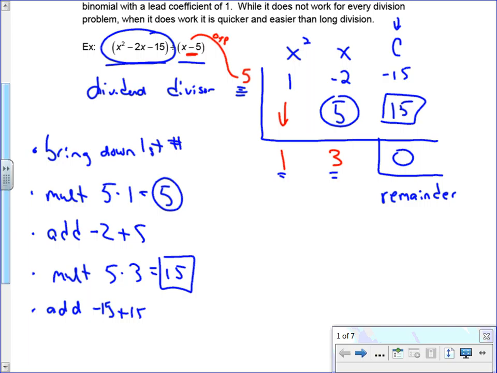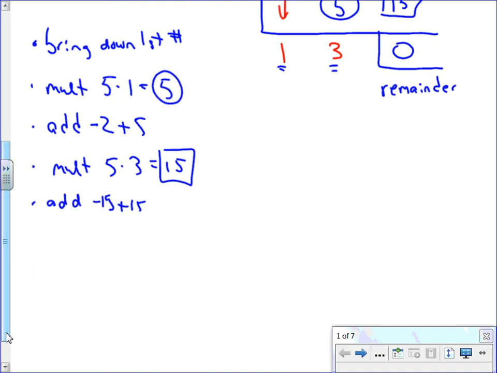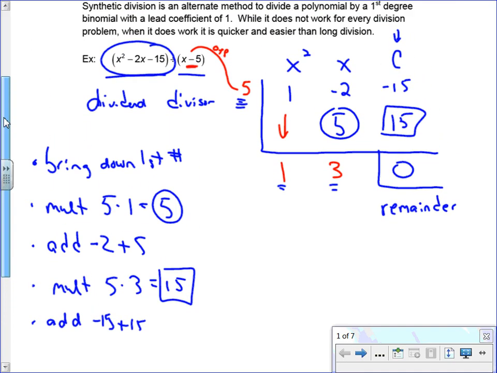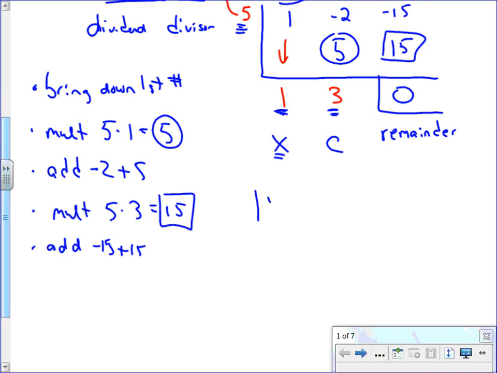Then you have to take that answer, what's written there, and say, well, what does that mean? Well, we started off by dividing an x squared, right there, and we divided it by an x. So what's going to happen every time we do this is this power right here is going to go down by 1. This 1 right here is going to get attached to an x, and this 3 is going to get attached to the constant. So everything just sort of moves over 1. That means that our final answer is 1x plus 3.